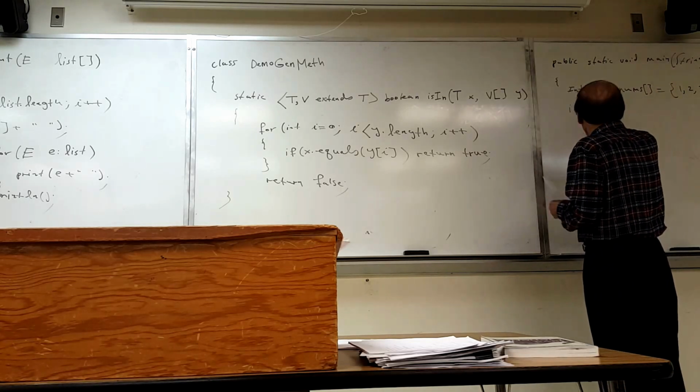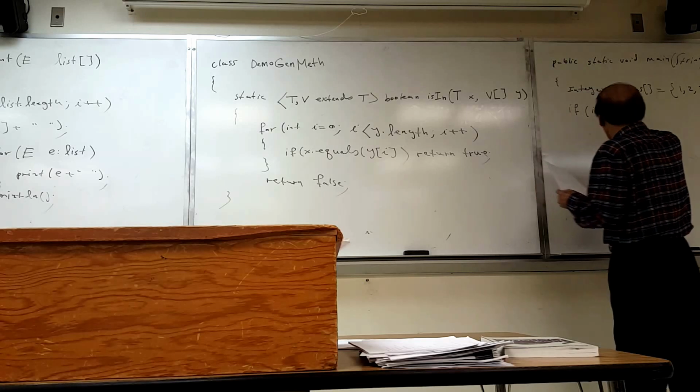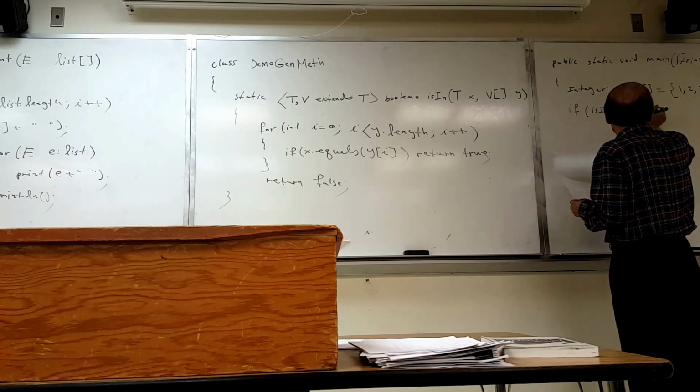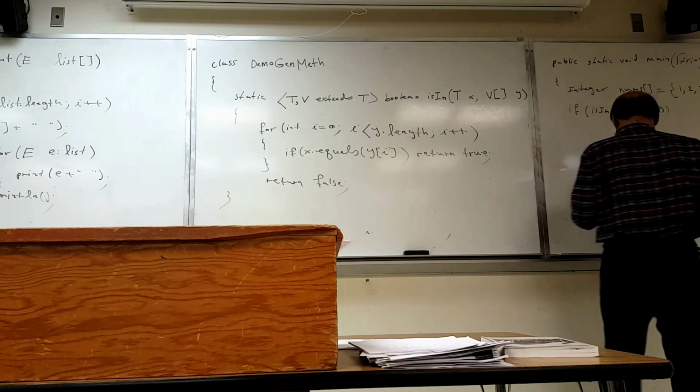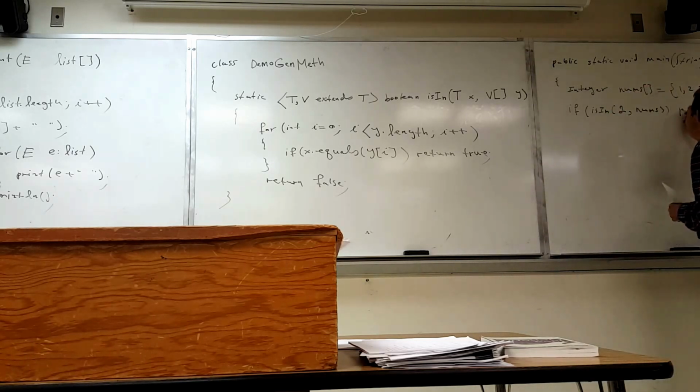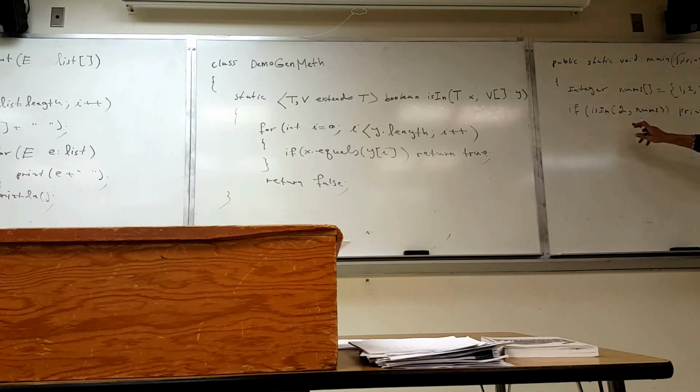If is in 2, nums, println, 2 is in nums. That's obvious, right? 2 and nums are related, okay?